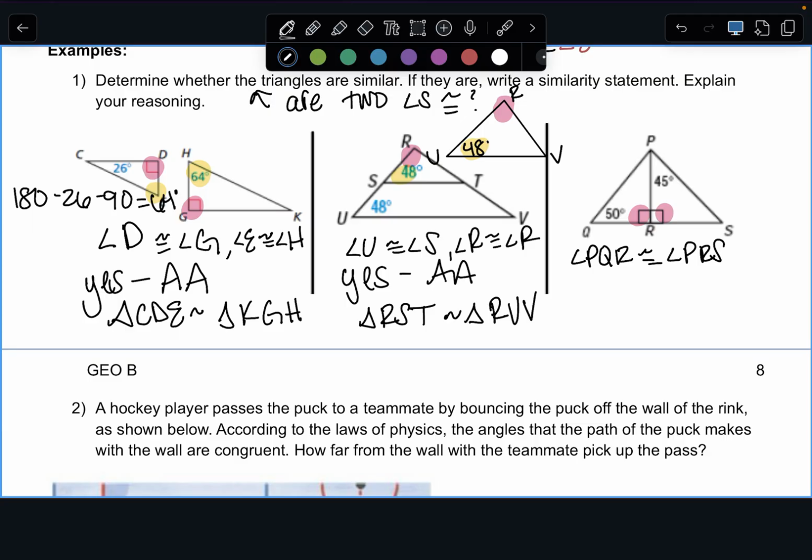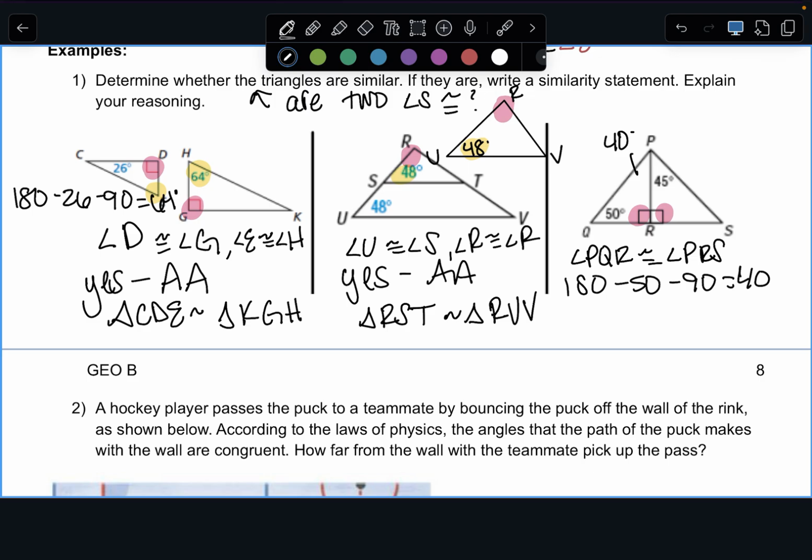The 50 and the 45 are not the same, so those are not going to help me at all. Let's find the missing angle. How would I find this top angle right here on my left triangle? What do all of those add up to? 180. So I'm going to take 180 minus 50 minus 90. And I'm going to get this angle at the top. If I do this, I would end up getting 40 degrees. So this angle right here is 40 degrees.